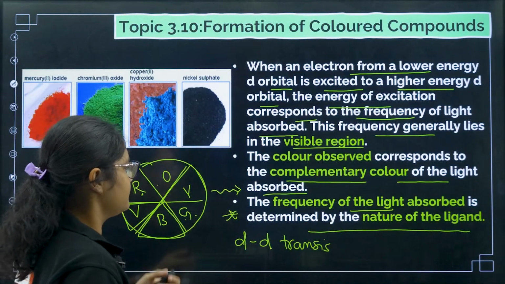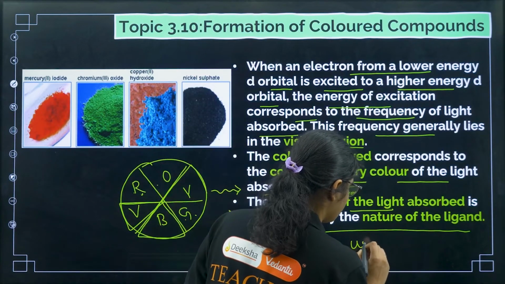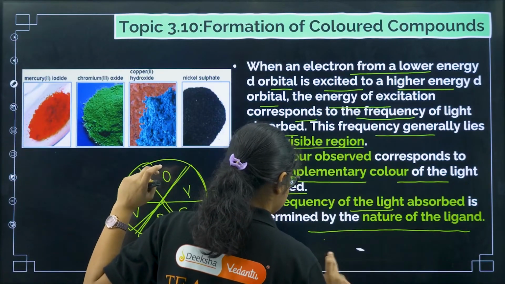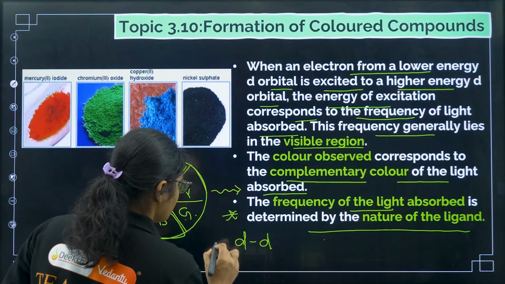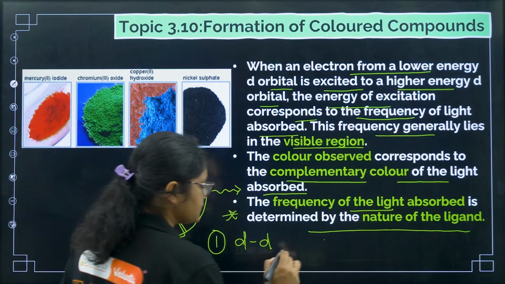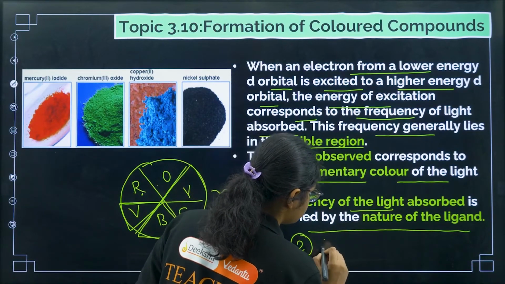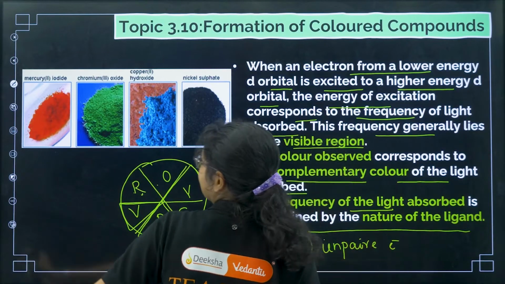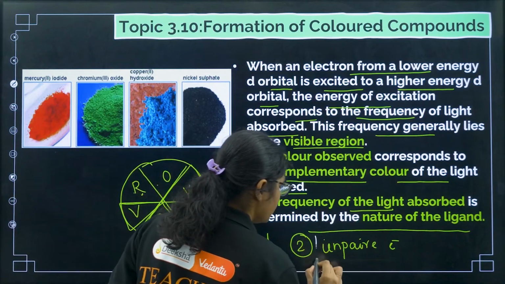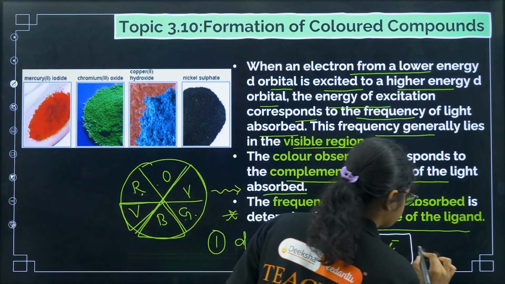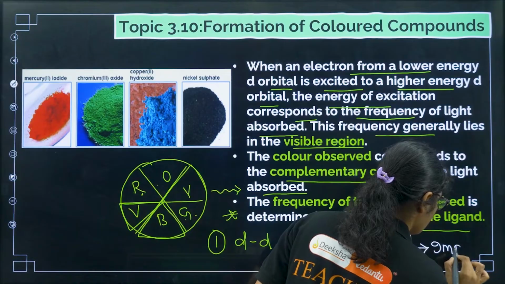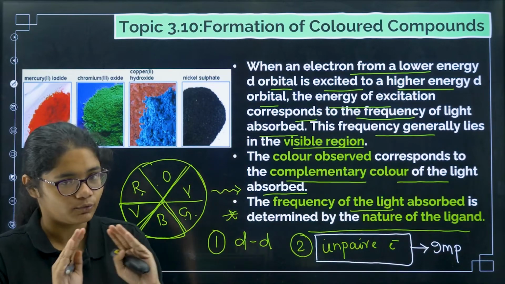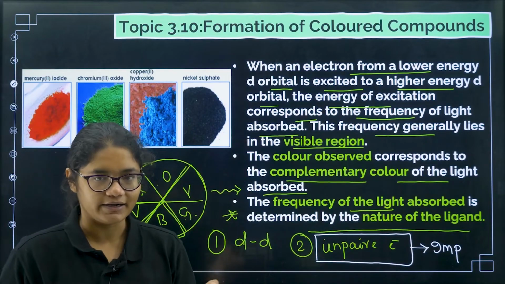There is a very important point from where questions will come, which we have missed. The first point is that the color is due to d-d transition. Second, what is the must condition for color? There has to be an unpaired electron, okay. If there is no unpaired electron, then there will be no color. If an unpaired electron is there, then color will be there. If no unpaired electron is there, then it will be colorless, okay.